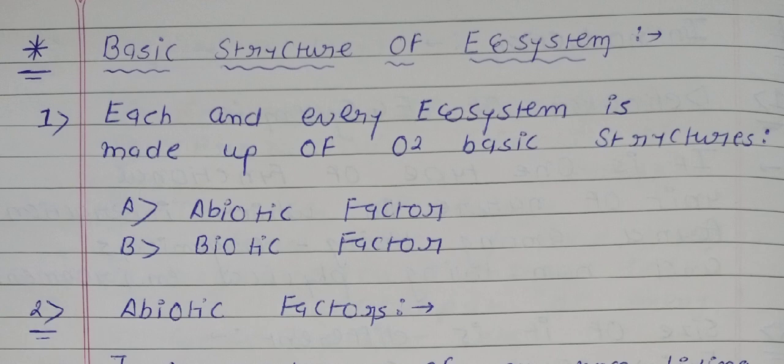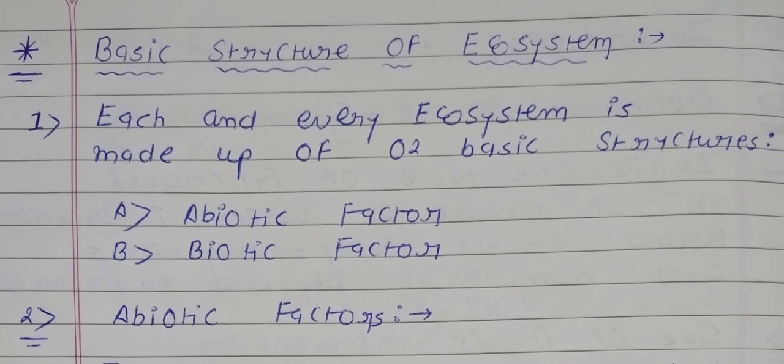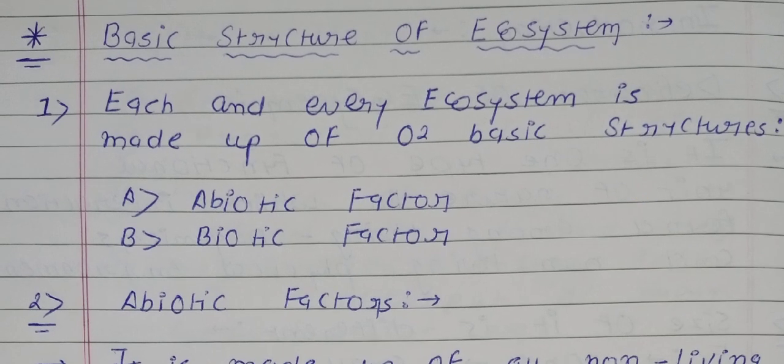We all know that ecosystem is one type of interaction which is found between abiotic as well as biotic, means non-living as well as living type of components. So it is the very important definition of ecosystem. Okay, now see the first point. Each and every ecosystem is made up of two basic structures. The first one is abiotic factor and the second one is biotic factor.